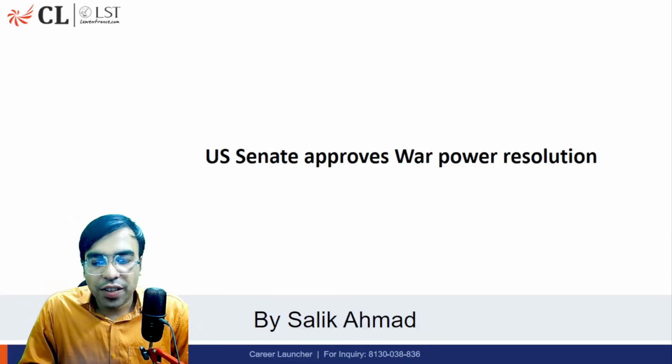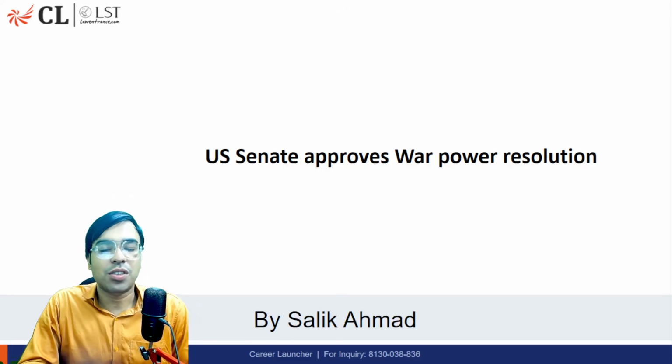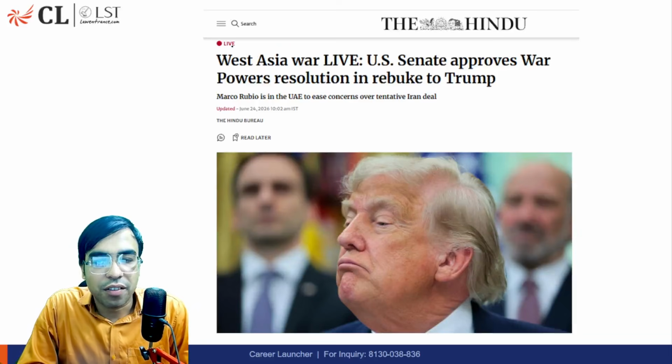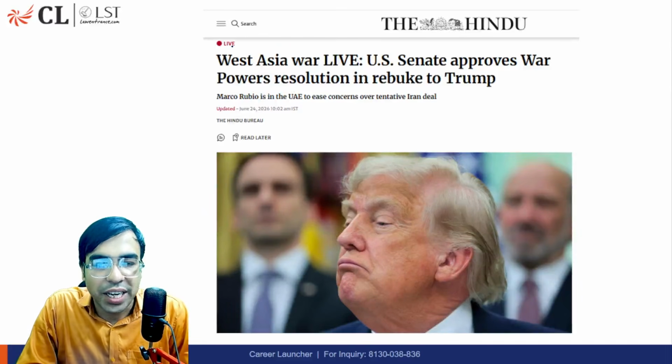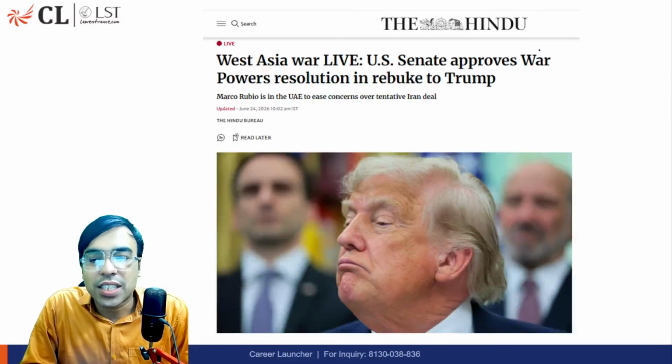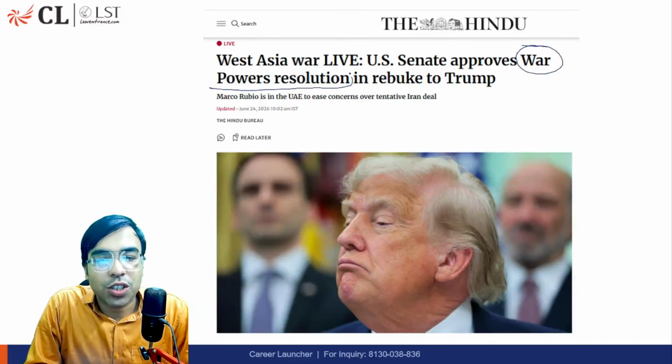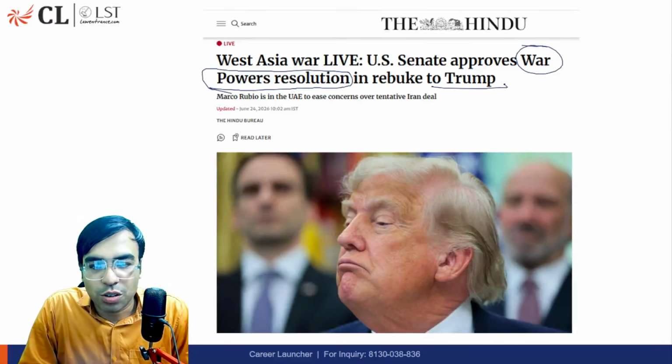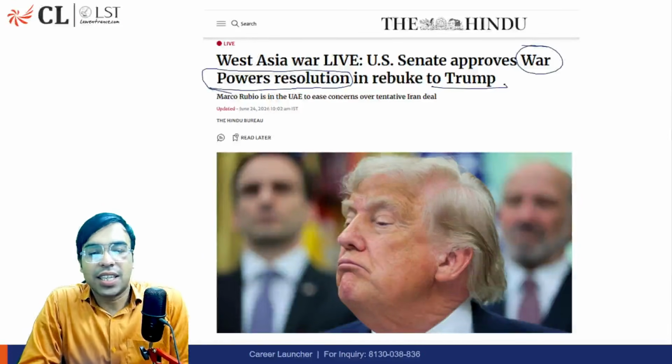So in today's class, we are going to discuss a current news that is very much in the news. I'm sure if you have opened today's The Hindu newspaper website, you must have seen this: US Senate approves war powers resolution in rebuke to Trump. So that is what we are going to discuss in today's class.